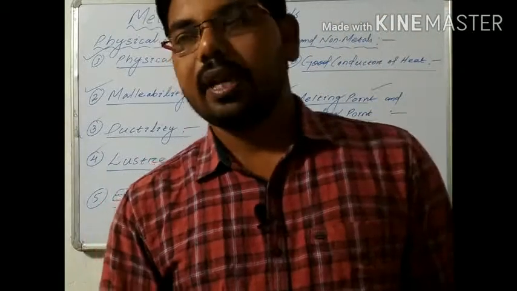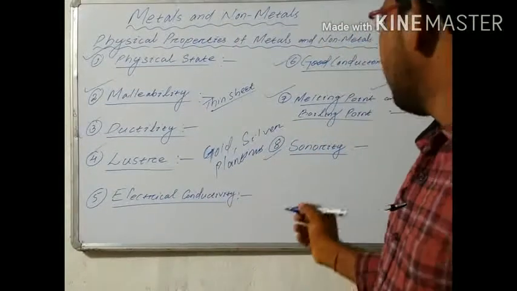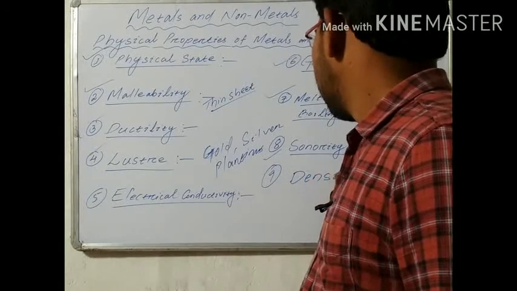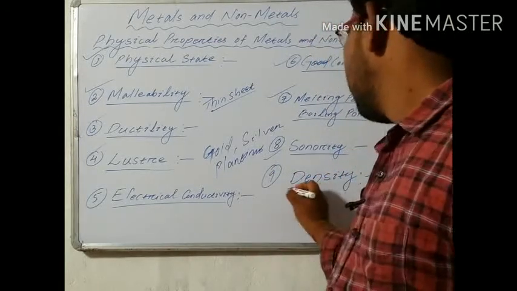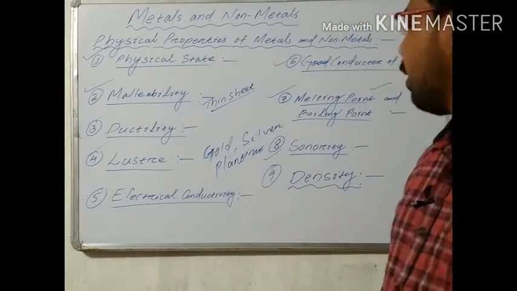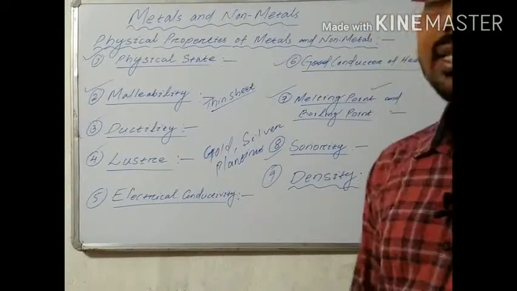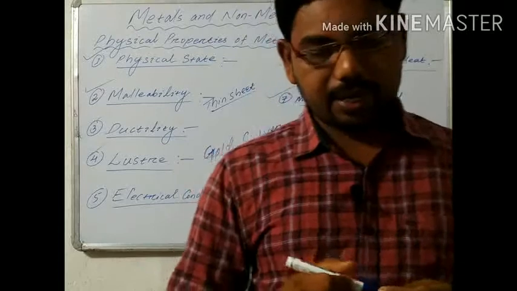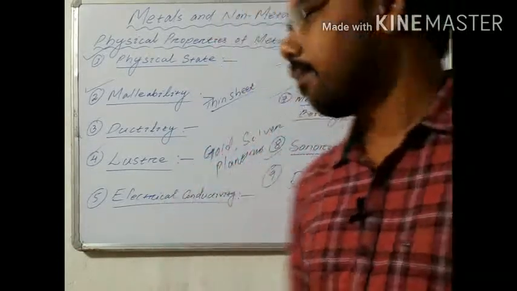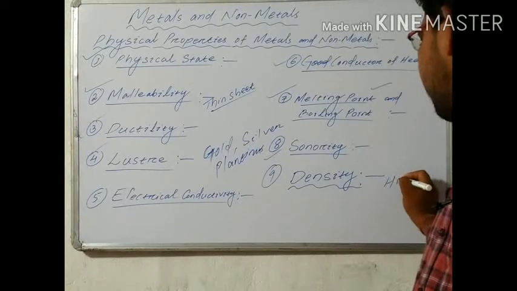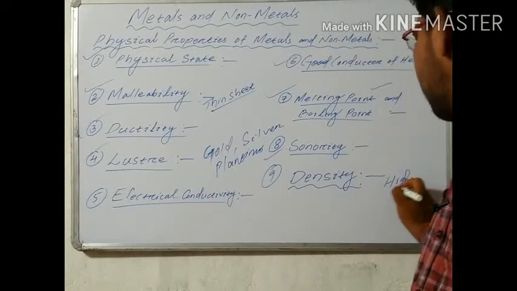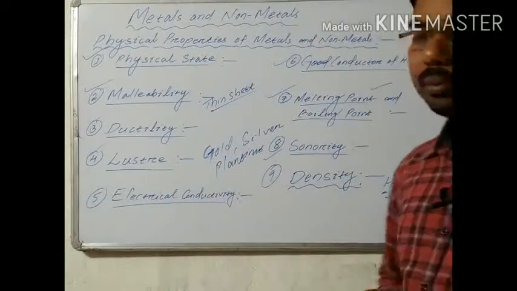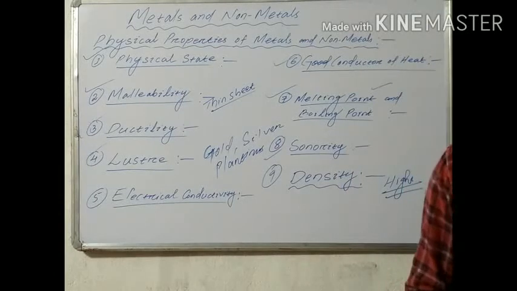And another one is density. Density means the mass per unit volume. Mainly the metals have high mass, that's why their density is the highest. So metals have high density. So these are some of the physical properties of metals.